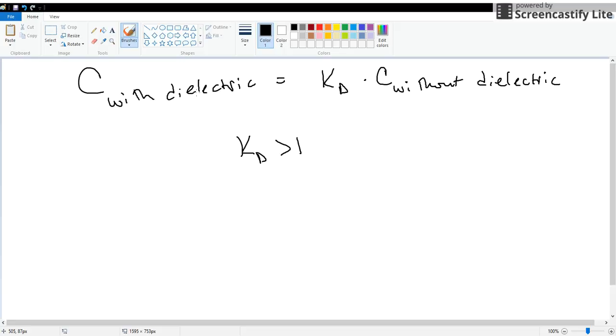So I hope that this helped in giving you a brief overview of the dielectric constant, dielectrics as a whole, capacitors, parallel plate capacitors, and capacitance.